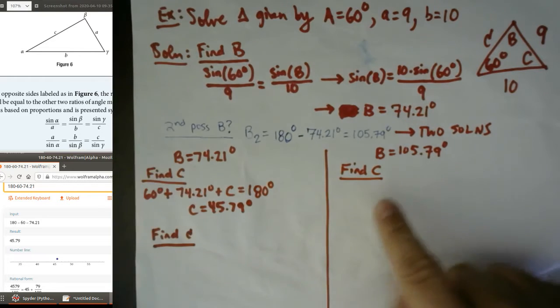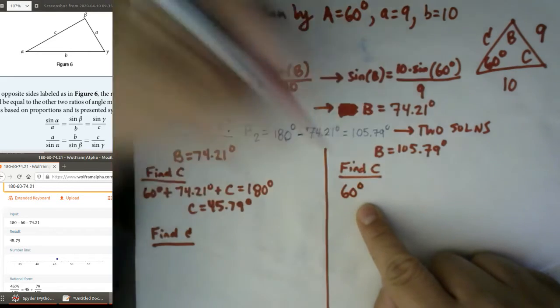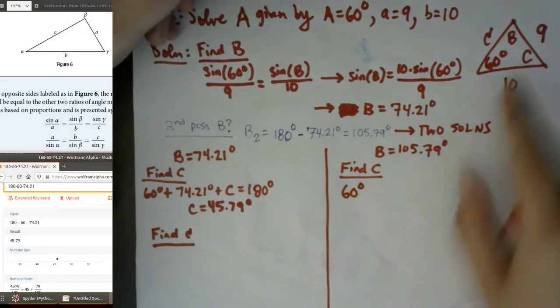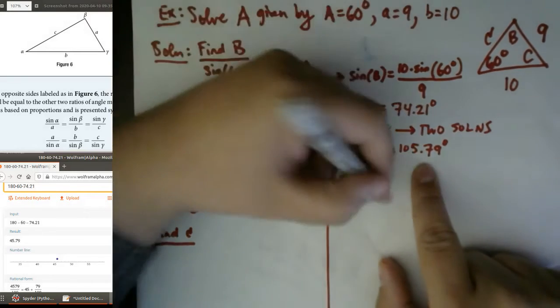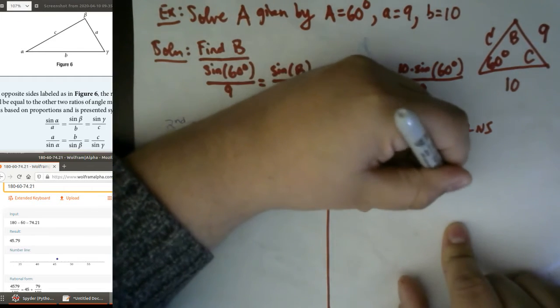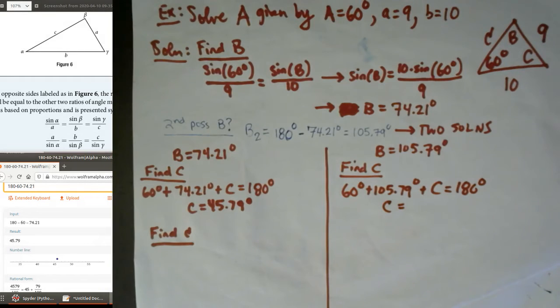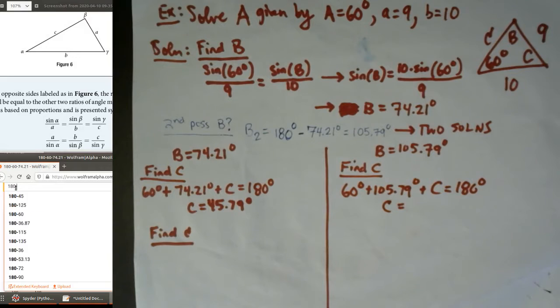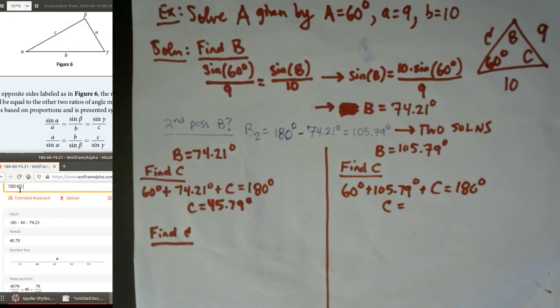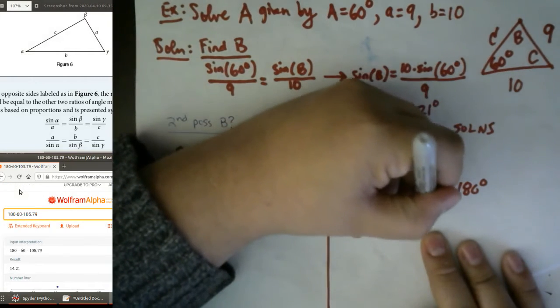Okay. Let me go ahead and find big C over here. In this problem, I still have the 60 degrees from the A, and then I have this as my B, and then I have big C there equals 180 degrees. So again, I'm going to subtract to get the value of C. So I'll subtract 60 from both sides of that equation, and I'll subtract 105.79 from both sides of that equation. And I'll get an answer of 14.21.